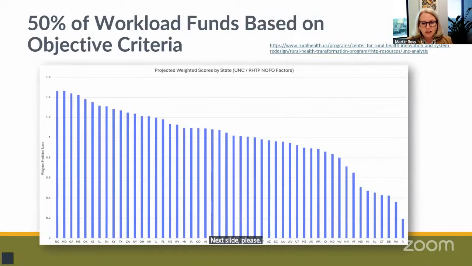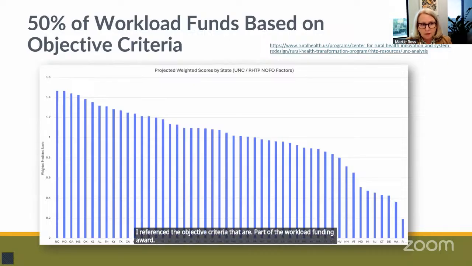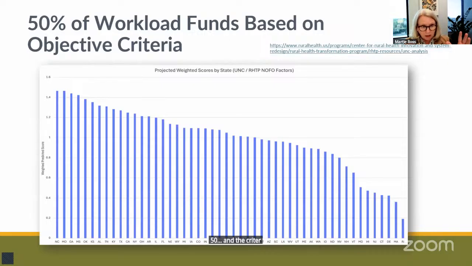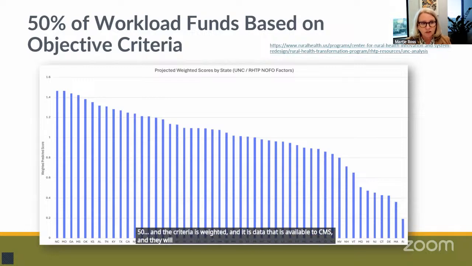I referenced the objective criteria that are part of the workload funding award. The criteria is weighted, and it is data that is available to CMS, and they will make the calculations they purport in the fourth quarter of 2025. It'll be done one time, and this will be the amount that the state carries forward.